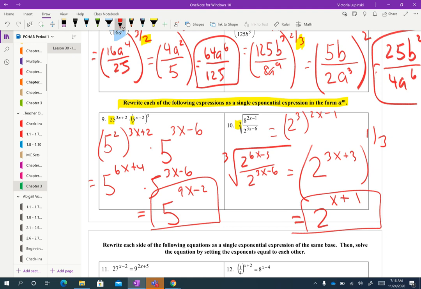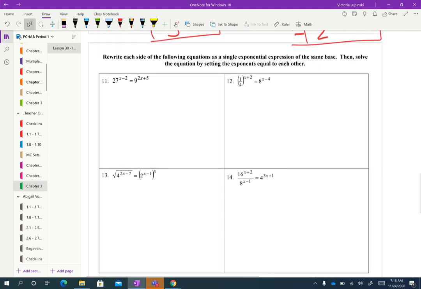So the reason why it's so important that you're able to not only apply the rules of exponents, but that you're also able to take a look at something like a 25 and a 5 and an 8 and a 2, is that you need that in order to solve exponential equations. So let's go ahead and finish up with a couple of those. Notice in the last page here, rewrite each side as a single exponential expression of the same base, then solve by setting them equal.